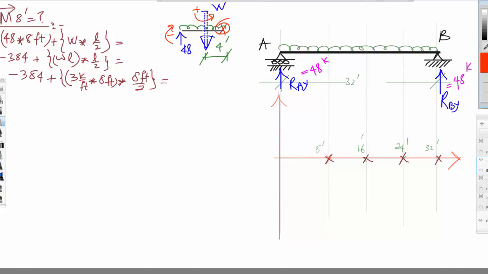And again, I will emphasize on this because this will help you understand. This is the force and this is the distance. So this is distance, this is force. So this will become equal to minus 288 kip foot. This is the first value.